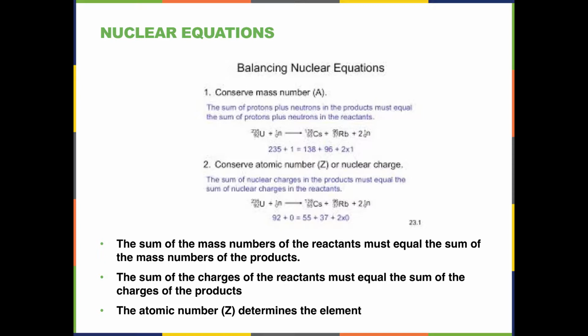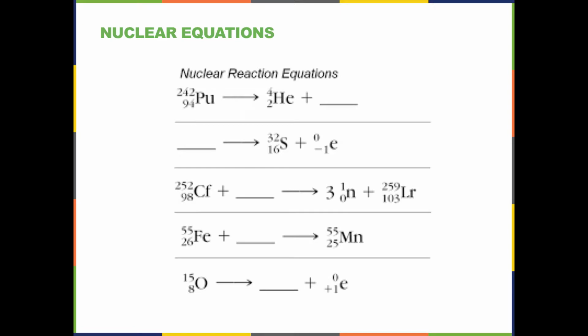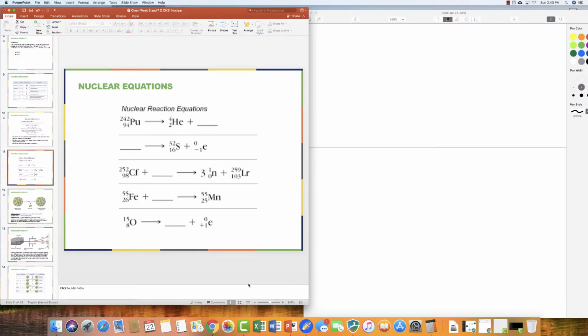Secondly, you have to conserve atomic number or nuclear charge. Now you're looking at the bottom subscript numbers. 92 plus 0 equals 55 plus 37 plus 2 times 0. And the biggest pitfall is to remember that an electron's subscript number is -1, so you have to make sure you don't count it as a positive one. So let's look at some examples of how you would balance these various equations. First of all, let's take a look at this top one.